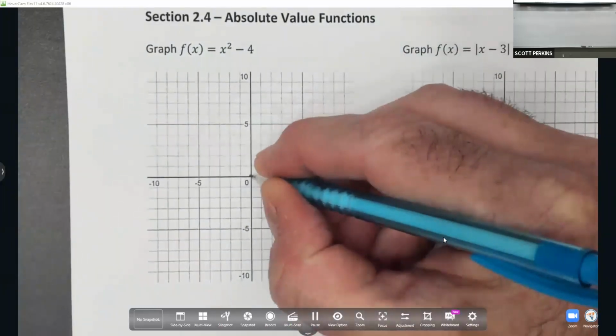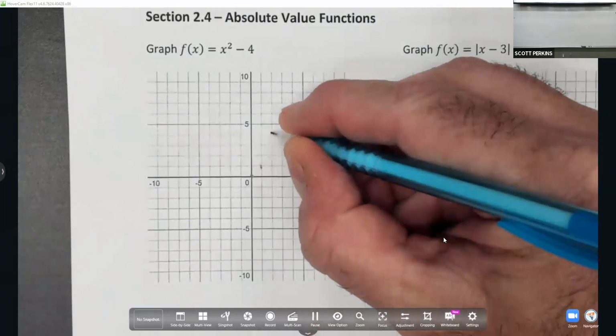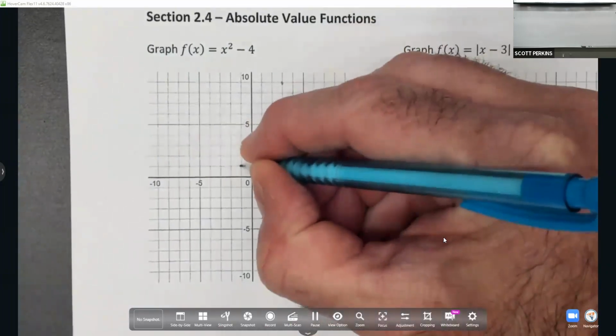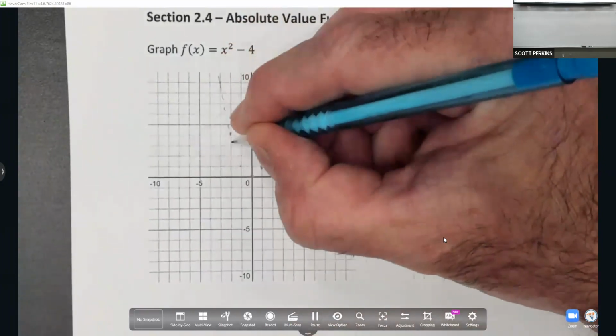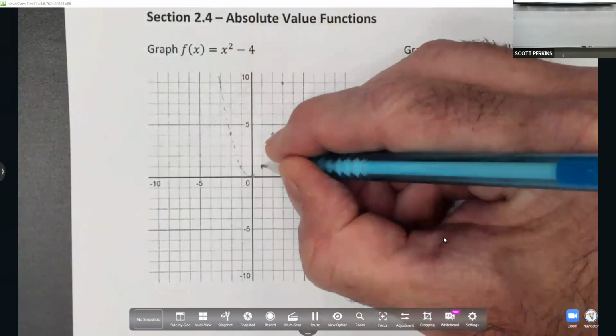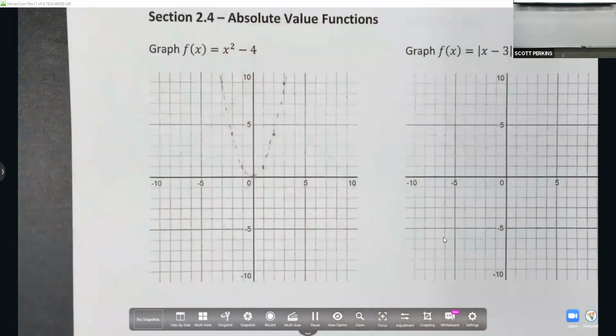So the x squared graph looks like this. I go over 1 up 1, over 2 up 4, up 9. Same thing when I go backwards. And so here, just real light in pencil, dotted even just for fun. There's my x squared graph right there in the middle.